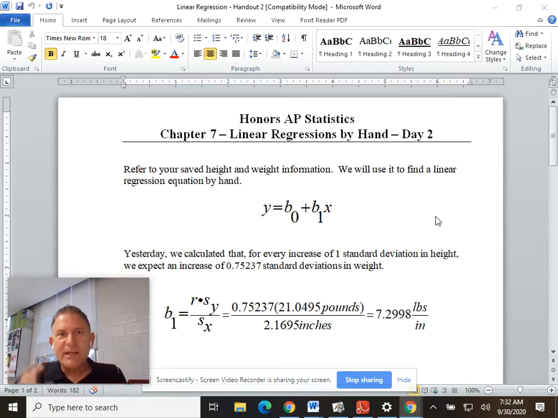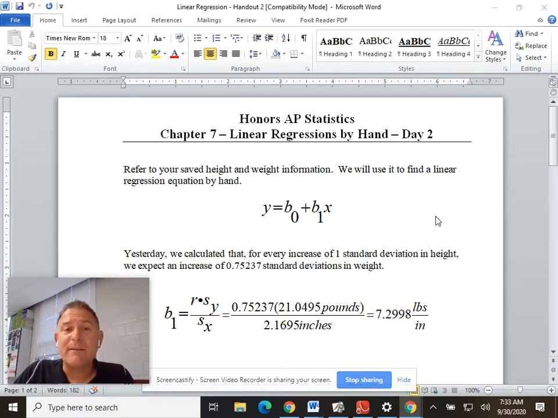So here's where we got to start. We said yesterday that if we had a new student coming into our class and all we knew was that student was one standard deviation taller than average, we would naturally predict that that student is also heavier than average, but we wouldn't predict that he or she was a full deviation heavier than average. We would back that off. We'd regress, head back toward the mean a little bit. And how far we would head back was based on R, the correlation coefficient. So we found R to be 0.75.